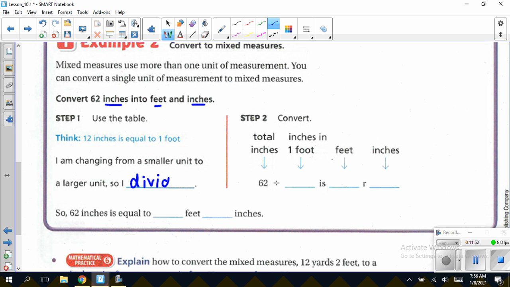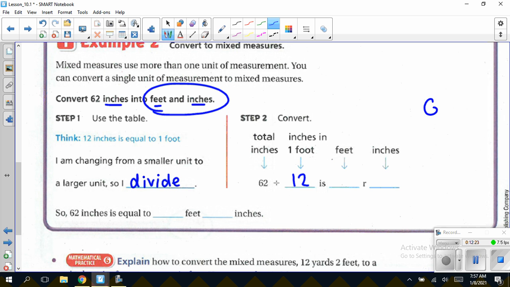And another easy way to determine whether you have to multiply or divide is if they are asking you to convert it into two measurements, and one of those measurements is what the original unit is. That does automatically tell you that you're going to divide. So for this one, I know that I'm taking my total number of inches, which is 62, divided by the number of inches in 1 foot, and we know that is 12.